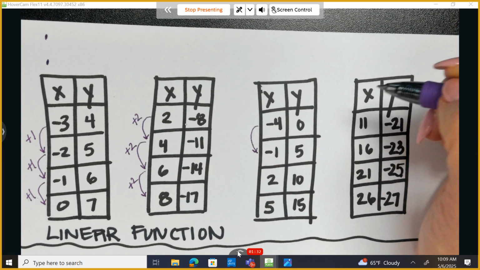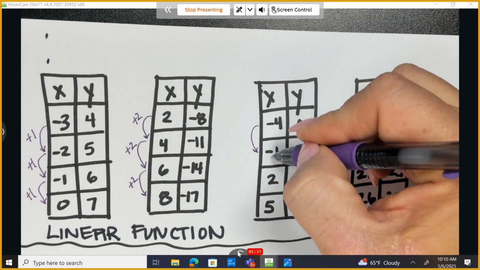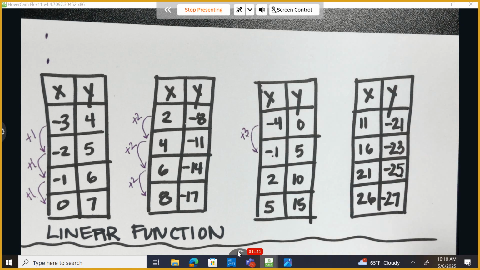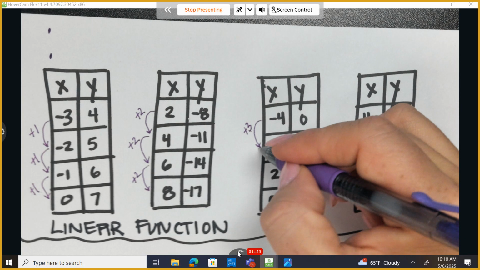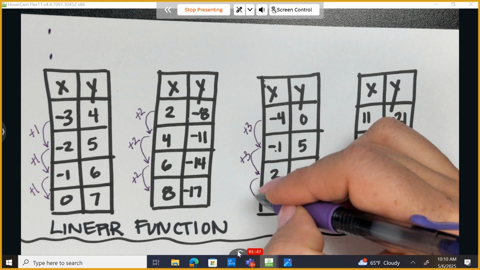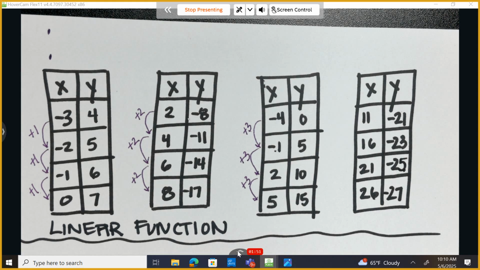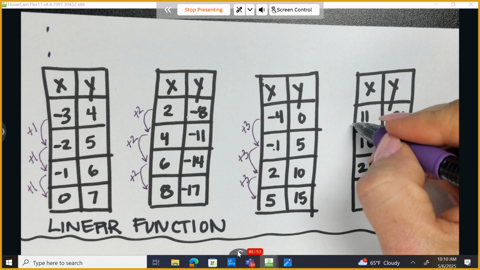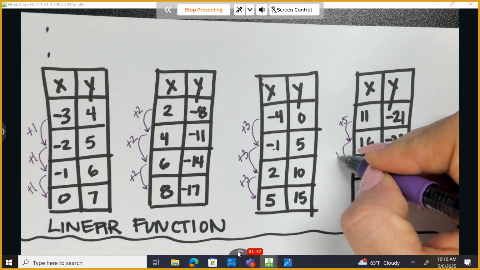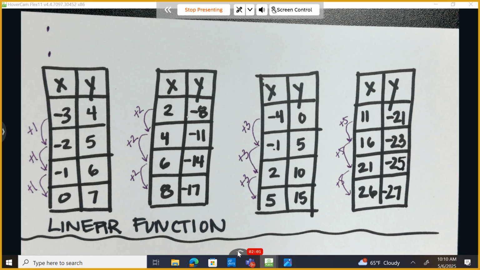Over here, how am I getting from -4 up to -1? I would have to add 3. How do I get from -1 to 2? I have to add 3. And from 2 to 5, I add 3 again. The last example, I am adding 5, and adding 5. So this is showing your work.